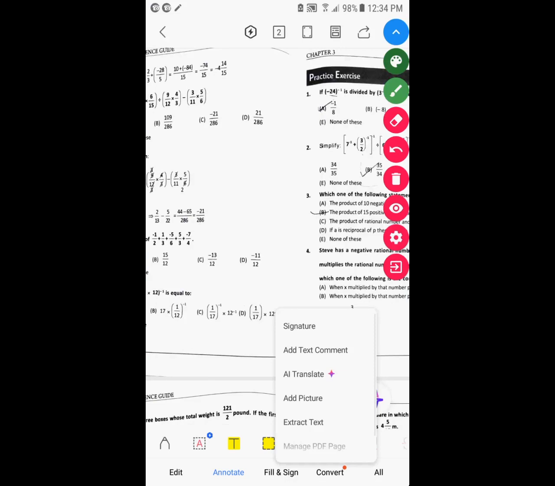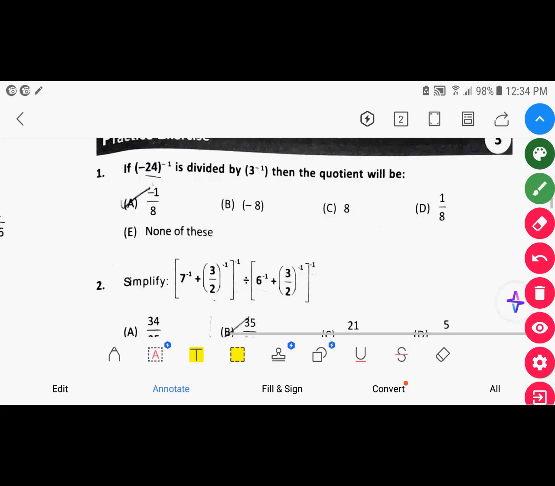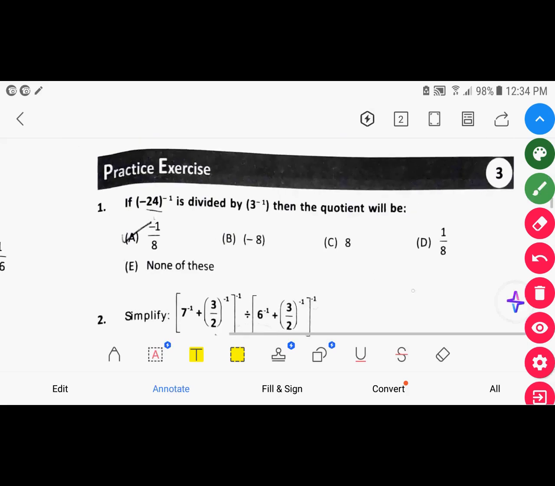So before moving ahead to the practice examples, let me clear one thing. We also learned that if any rational number is divided by another rational number, that means the first number is multiplied by the reciprocal of the divisor.